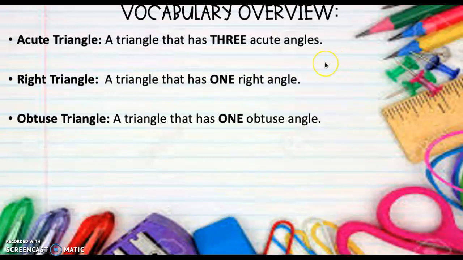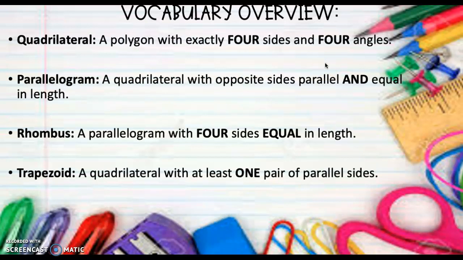But specifically, a quadrilateral is a polygon with exactly 4 sides and 4 angles, okay? It didn't say all of them were the same size. It just says 4 sides and 4 angles, okay?